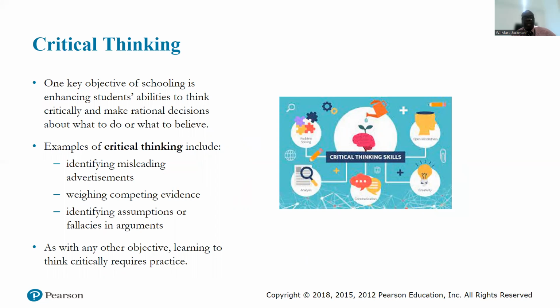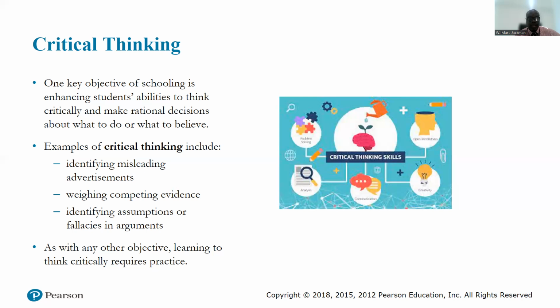Not because you wear Michael Jordan sneakers will make you play basketball like him. Not because you put on a perfume that you see a guy is wearing with all these beautiful models, and then coming to him means that you will attract all these lovely ladies because you wear a particular perfume. Not because you drink Coca-Cola you'd be loved by everyone, etc. So identify misleading advertisements, weighing competing evidence, comparing and contrasting information, identifying assumptions and fallacies in arguments.